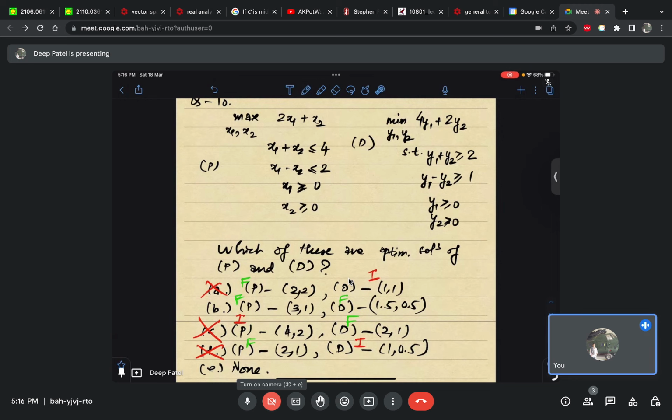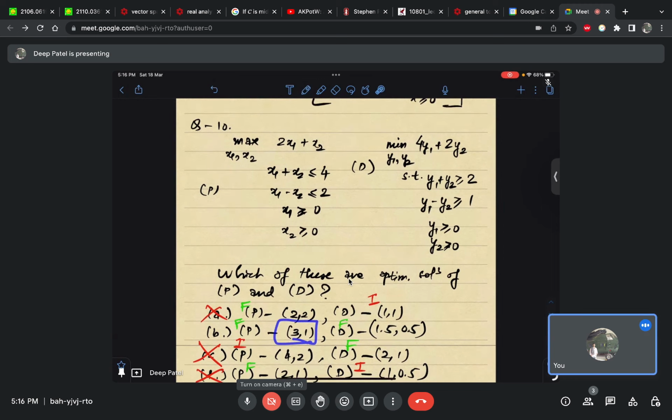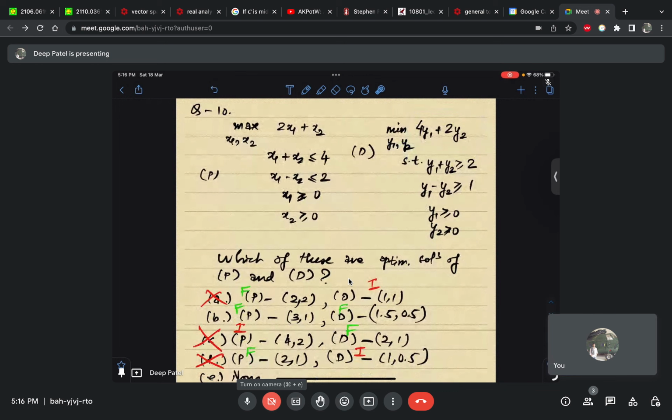So what you have to do is put 3 comma 1 here. So it is 2 into 3 plus 1, which is 7, right? Yeah. And similarly for 1.5 comma 0.5, this is 6 plus 1, 7. Yeah, this is also 7.